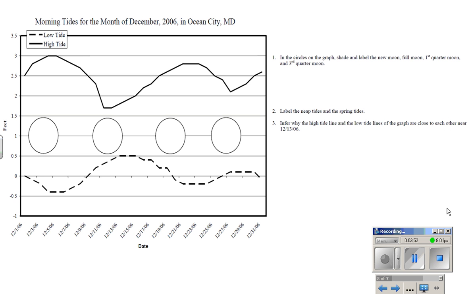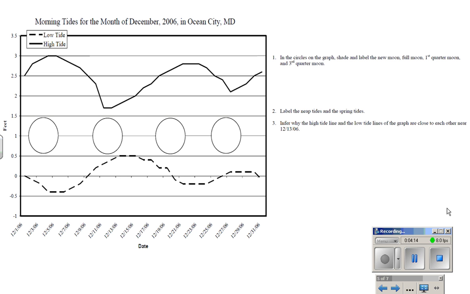Alright, now that you are done watching the videos, you should have some more information about tides and how they affect the ocean water. Now we're going to look at this graph. This graph reflects morning tides for the month of December in 2006 in Ocean City, Maryland. There's a key that shows us we're comparing 2 different lines.